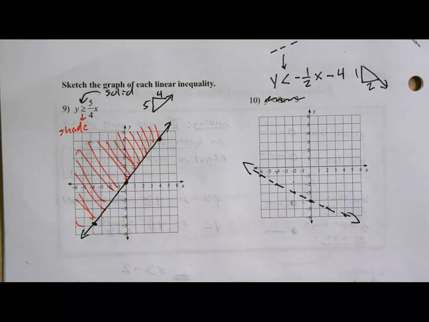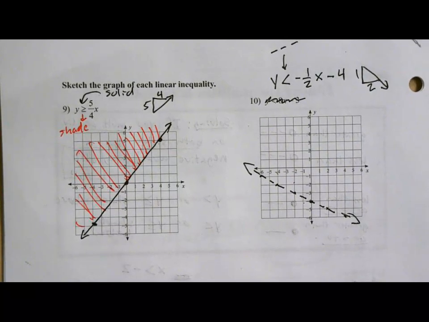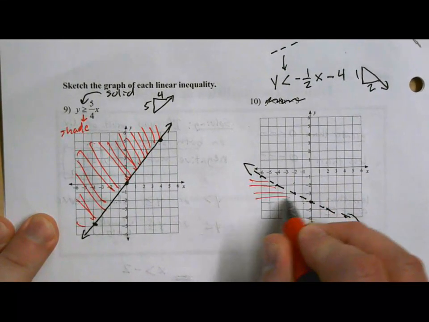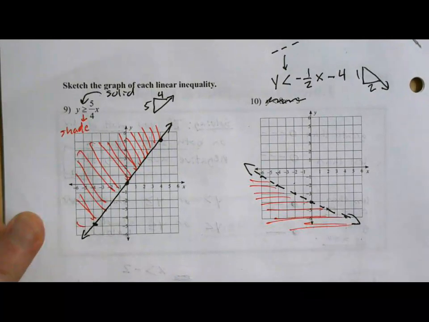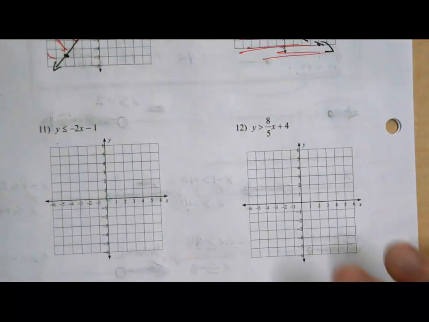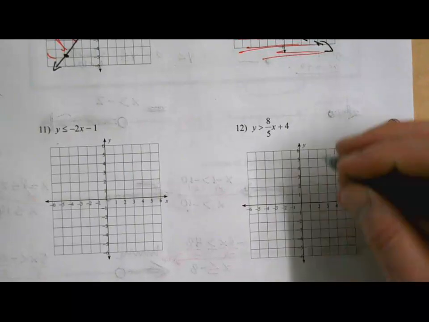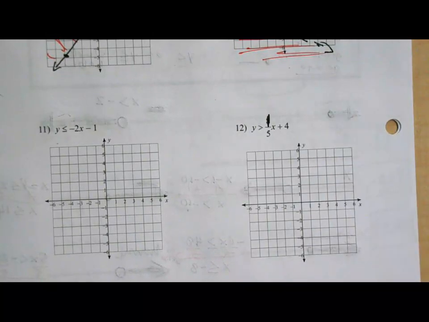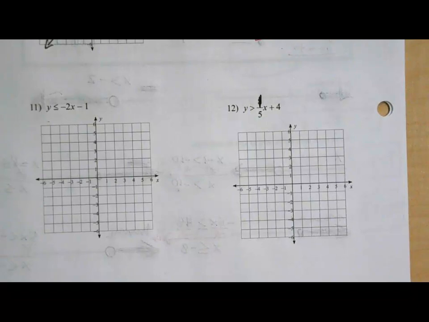And then we've got to decide if we're going to shade above that line or below that line. It says y is less than, y is smaller than. Is that above or below? The smaller numbers are below, so we're going to shade below the line this time. All right, see what you can do with these last two, but change number 12 so that you can actually graph it. Let's make it 1/5 instead of 8/5. Graph those last two for me.